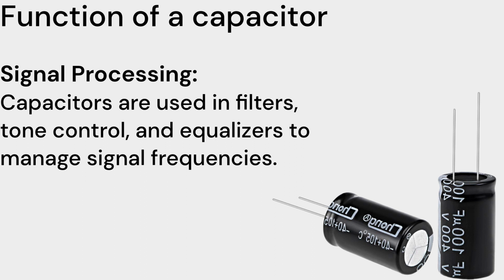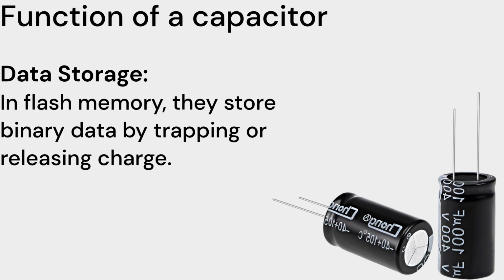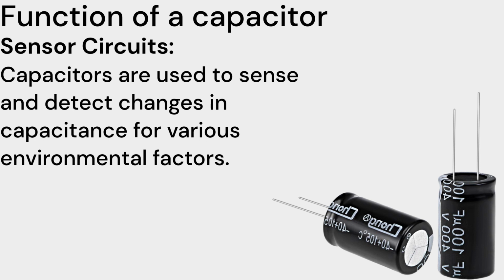Signal processing. Capacitors are used in filters, tone control, and equalizers to manage signal frequencies. Motor starting. They provide initial power boosts for starting electric motors. Data storage. In flash memory, they store binary data by trapping or releasing charge. Sensor circuits. Capacitors are used to sense and detect changes in capacitance for various environmental factors.